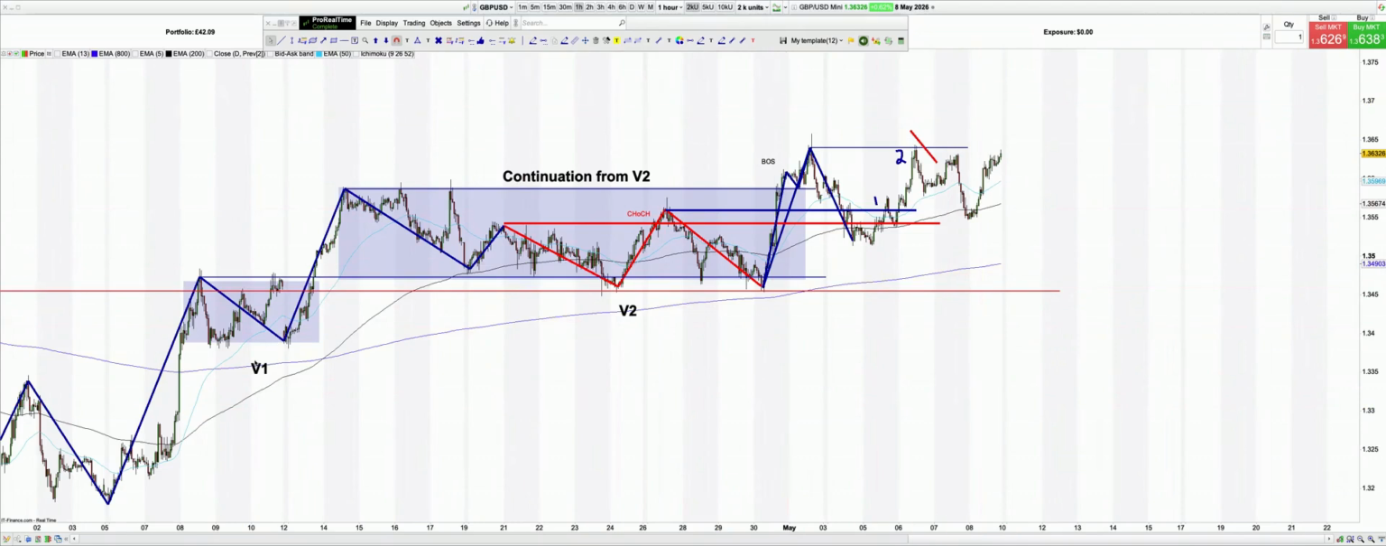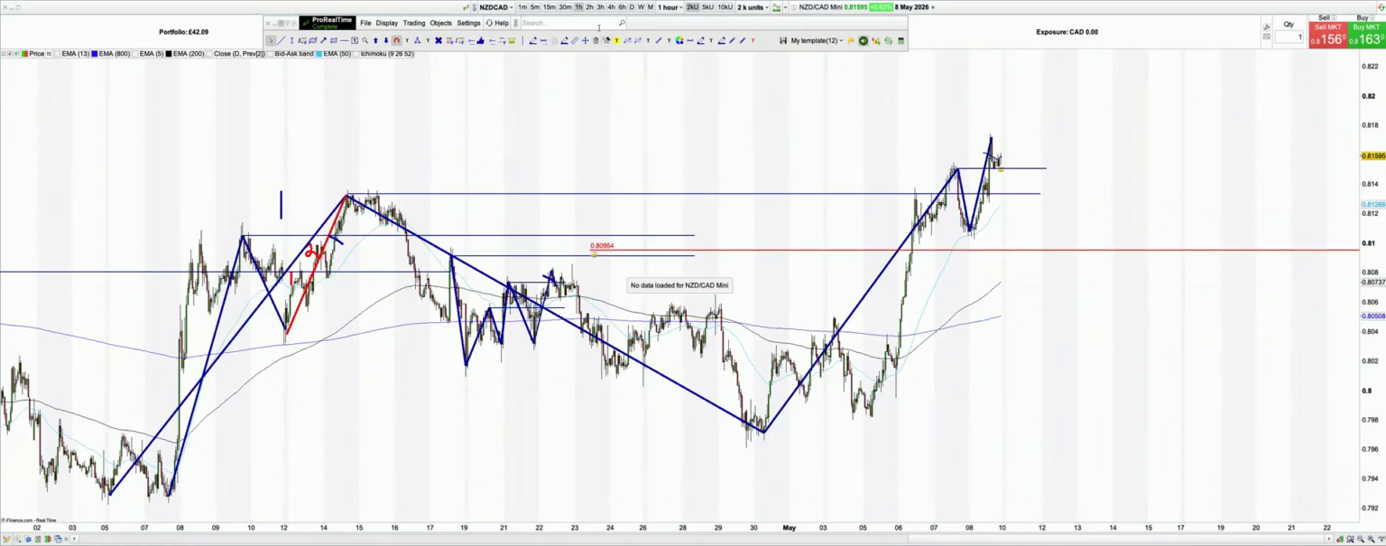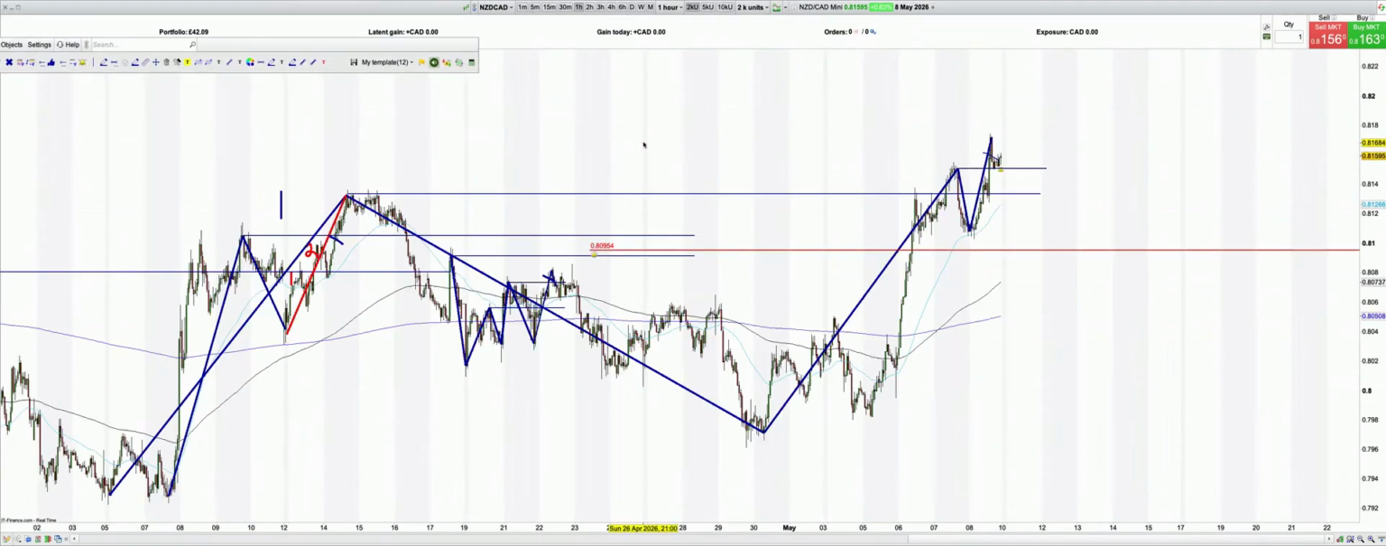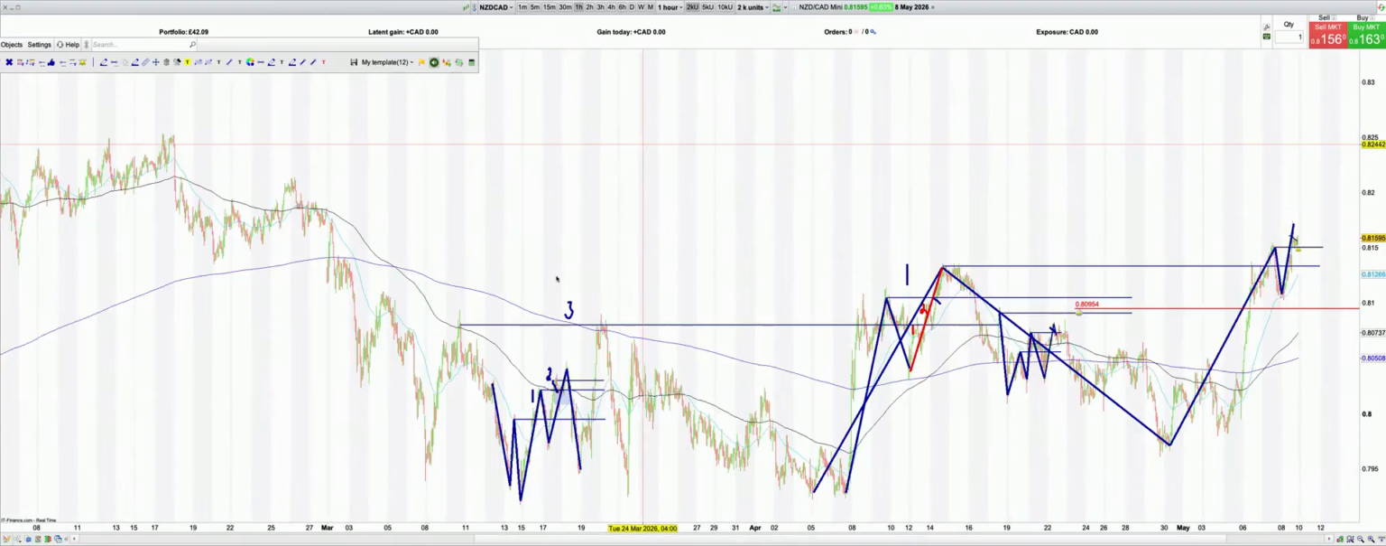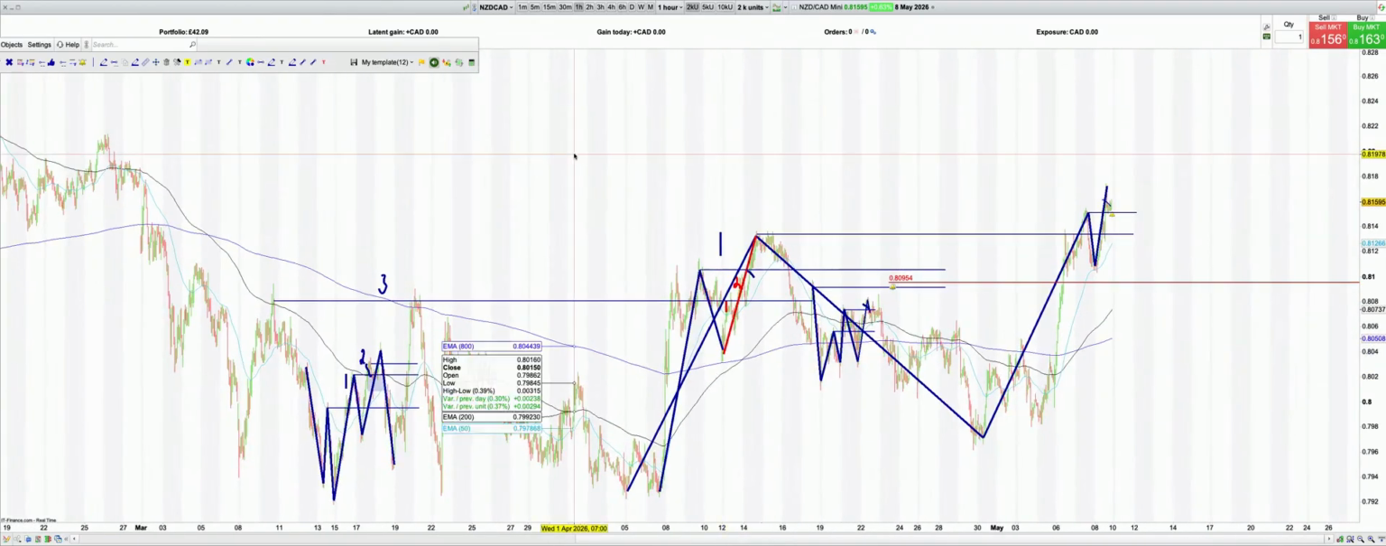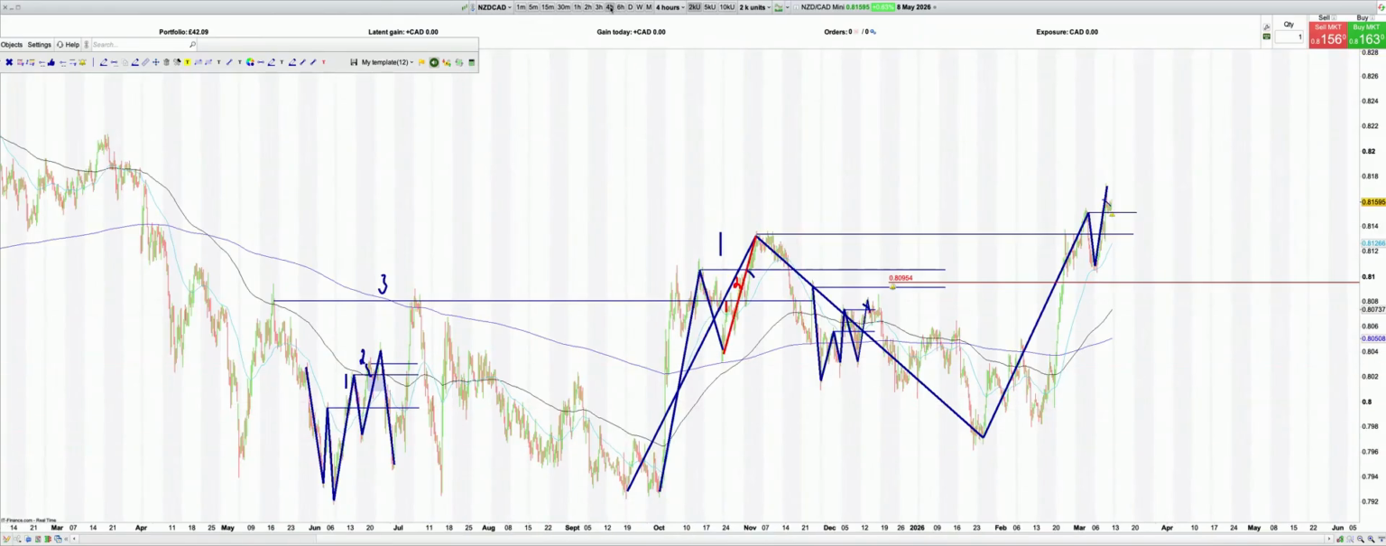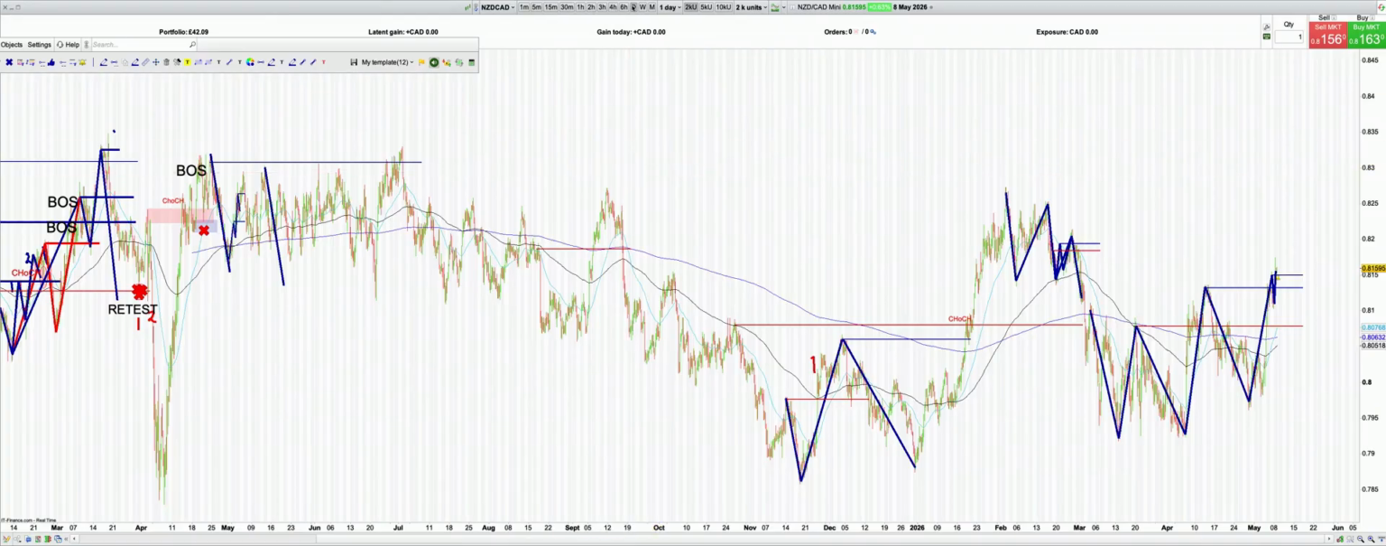Okay, moving on. So NZD CAD, this is a trade that we sent on Friday late. What are we seeing here? This is a very early entry, slightly risky. It's a V1 entry. This is a W. Hard to see on this time frame. Let's get a better time frame for you.